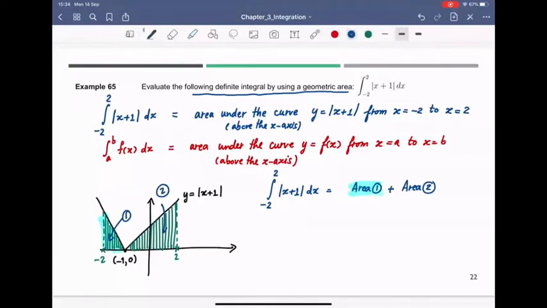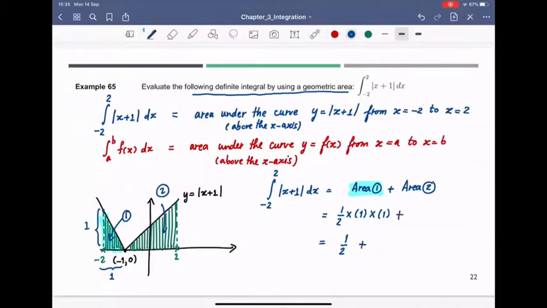How do you compute it? This is a triangle, so this is going to be 1/2 times base times height. My base has length 1. My height: when x equal to negative 2, y equal to negative 2 plus 1, which is negative 1, so y equal to 1. So the height is 1, which means the area that I highlighted in light blue is 1/2.